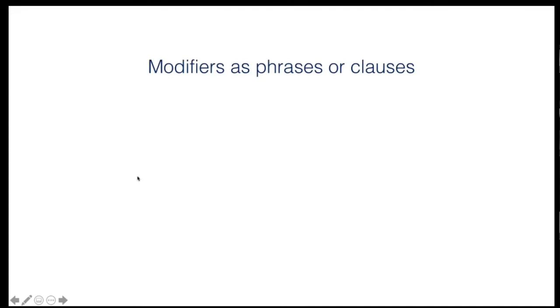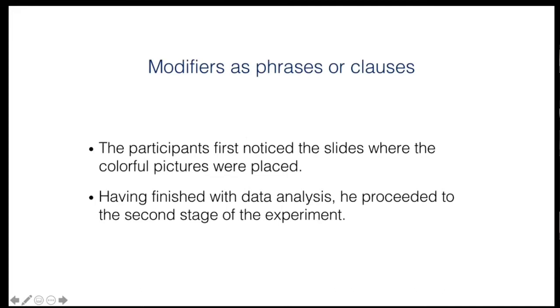Then modifiers can be longer phrases or clauses. Again, there are two sentences here. "Where the colorful pictures were placed." Actually, that whole part would be a modifier. And in the second one, what would be a modifier? "Having finished with data analysis," right? So as you see, longer phrases or clauses are also modifying something. All these sentences I've just shown are okay, they're correct. We often have mistakes in modifiers, but these particular phrases were fine.